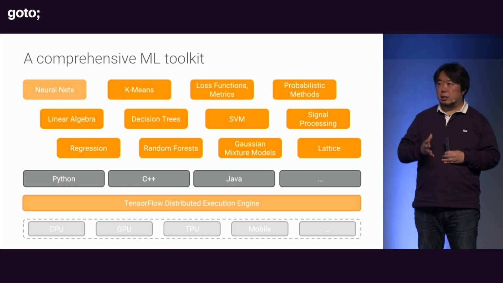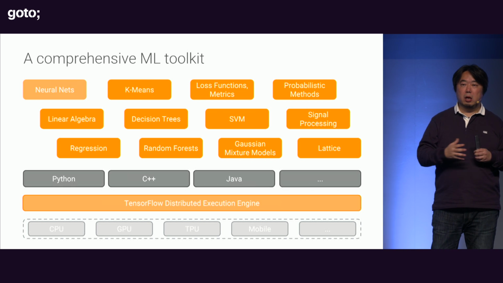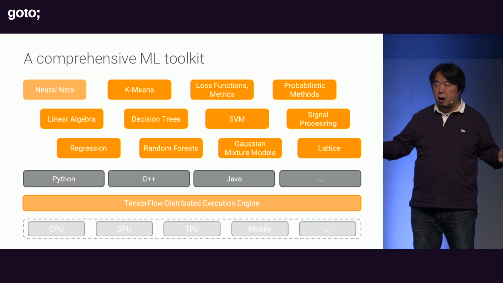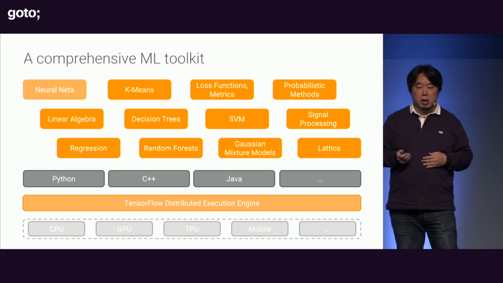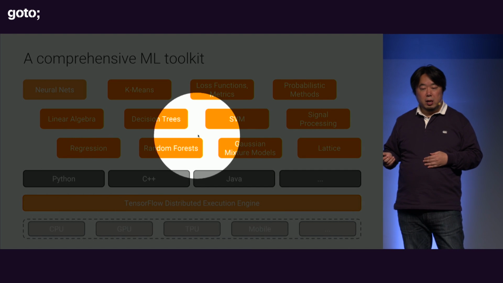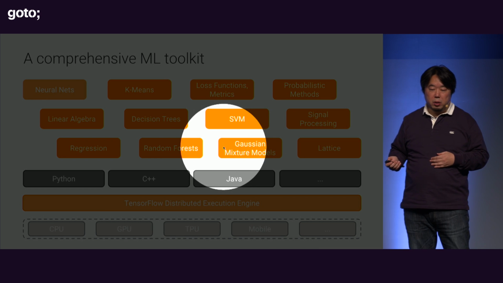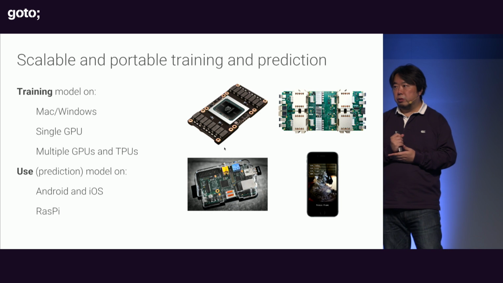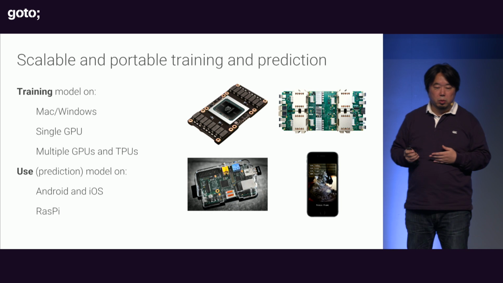TensorFlow started as a deep learning framework, but now we are extending the functionality to cover many other areas of machine learning. So not only neural networks, we also support other things like random forest, SVM, and Gaussian models. And also, TensorFlow is very portable and scalable.